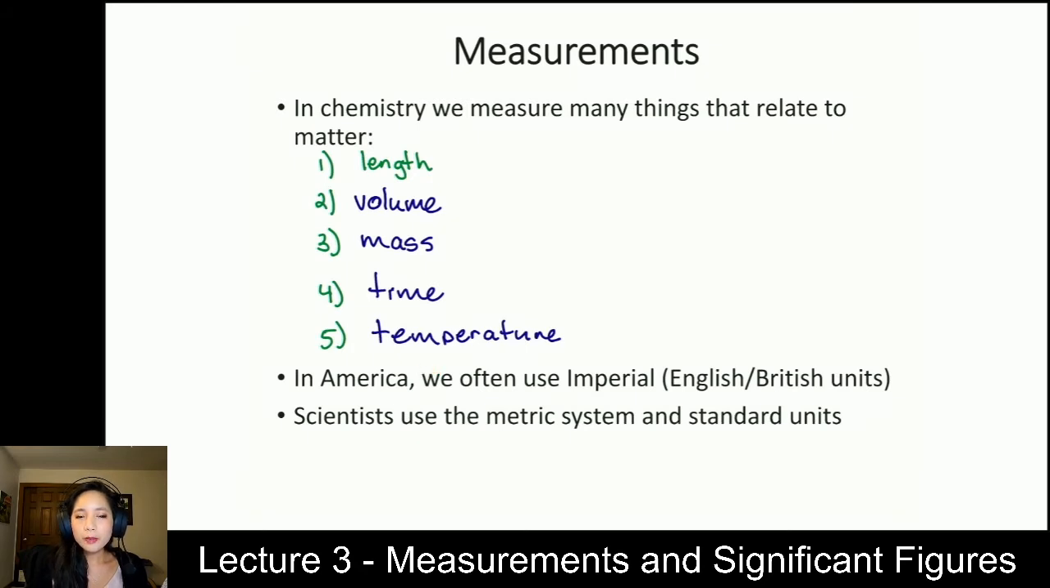Well, it depends on if I'm in a laboratory or if I'm just at home. If I'm at home and I want to measure, let's say, the length of my curtains, right? I'll probably take a measuring tape and use inches. That is an imperial or English unit or British unit. But in lab, we do not use imperial units. We use the metric system and standard units. So I will mention both the English units and metric units when going through all of these. But remember, in lab, we want to use the metric system.